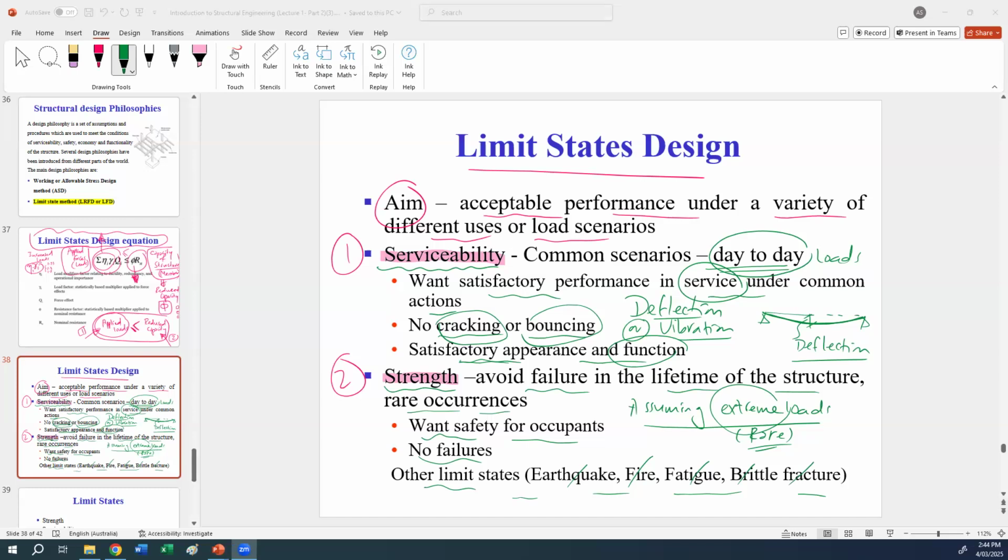What are some examples of day-to-day loads and extreme loads? That's a good question. So let's look quickly here.